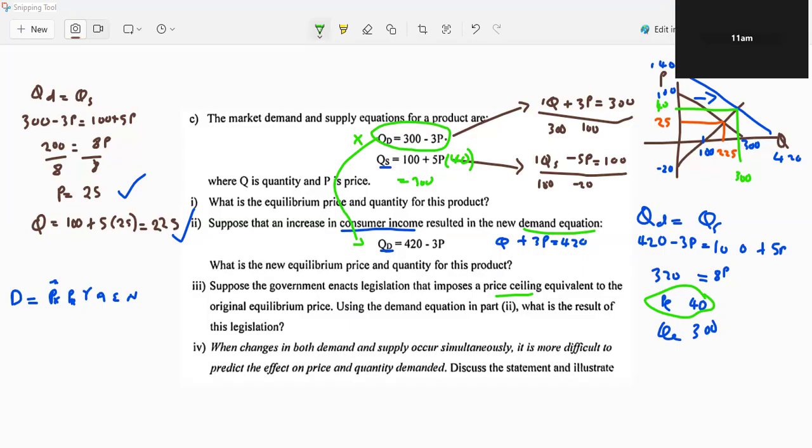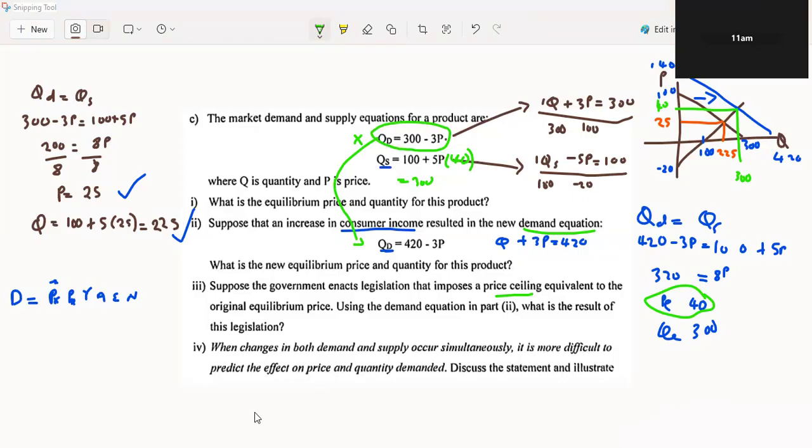So now here, government decides to do what? To enact a legislation that will impose a price ceiling. Okay, government tries to enact laws that will impose a price ceiling equivalent to the original equilibrium price using our demand equation part one. What is the result of this legislation?